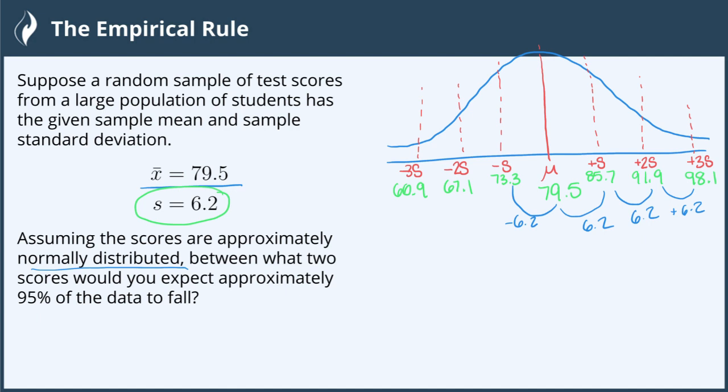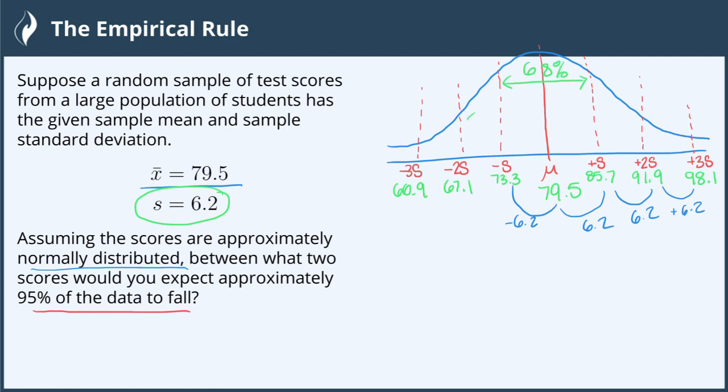And we were asked that if we assume that they're approximately normally distributed, between what 2 scores would we expect 95% of the data to fall? And because normally distributed data follows a very similar trend, this gives us a rule of thumb, or the empirical rule. This means between 1 standard deviation of the mean, all of the data that falls in between these 2 scores is approximately 68%.